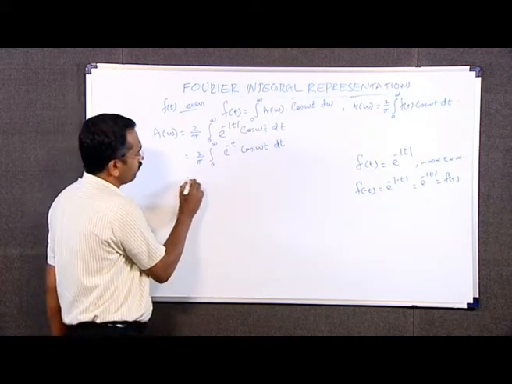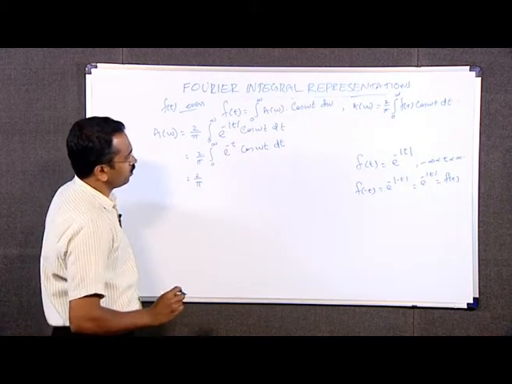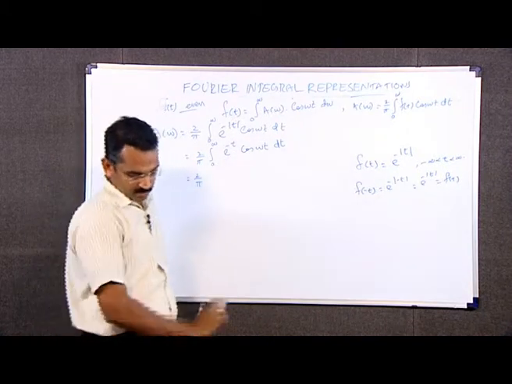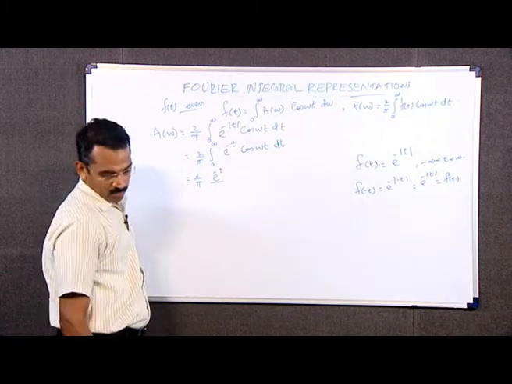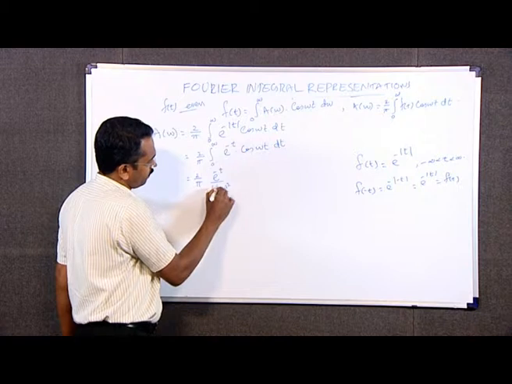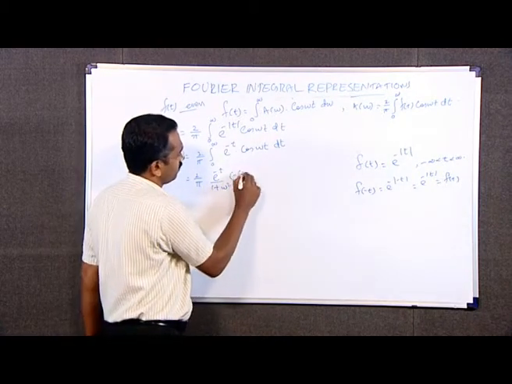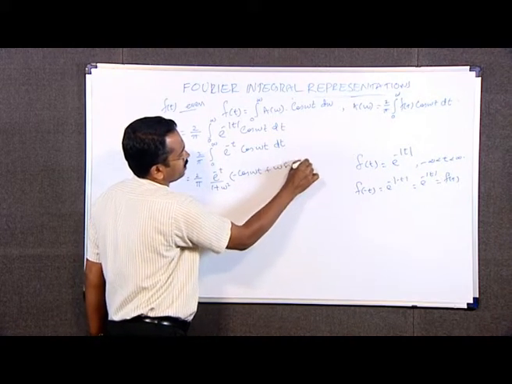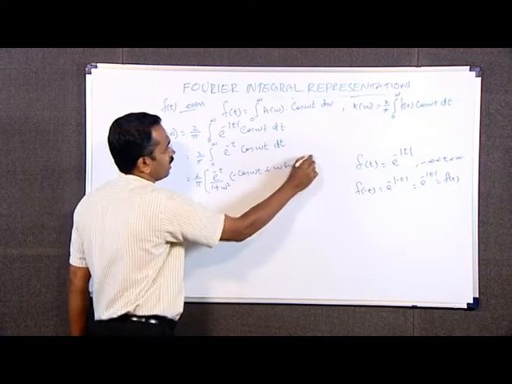This is equal to 2 by pi into the value of this integral, which we can write as e raised to minus t divided by 1 plus omega square into minus cos omega t plus omega sin omega t, between the limits 0 and infinity.